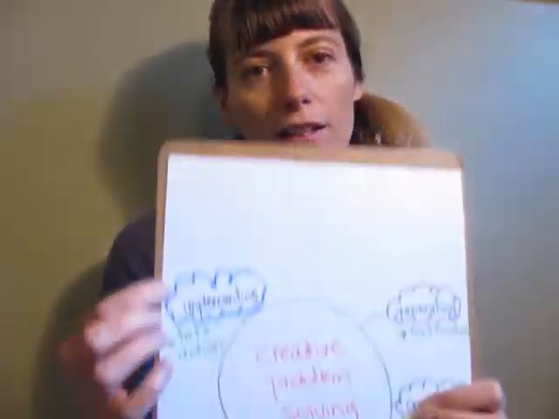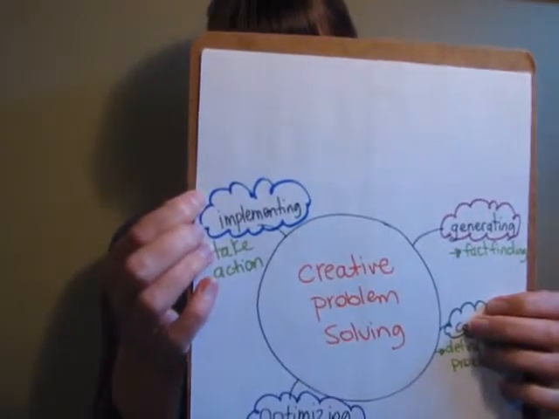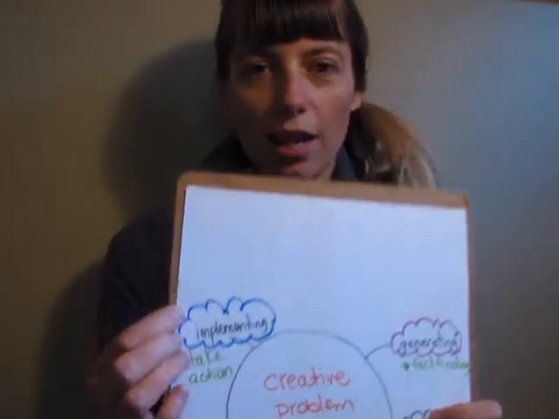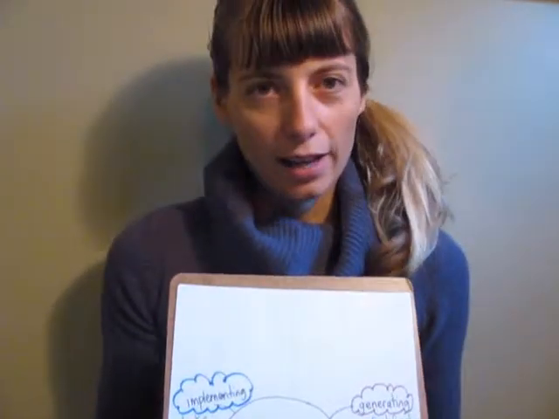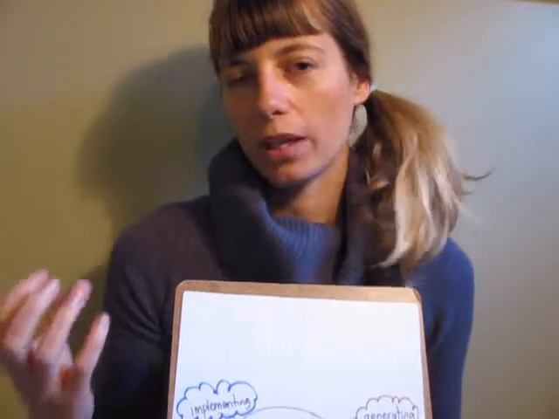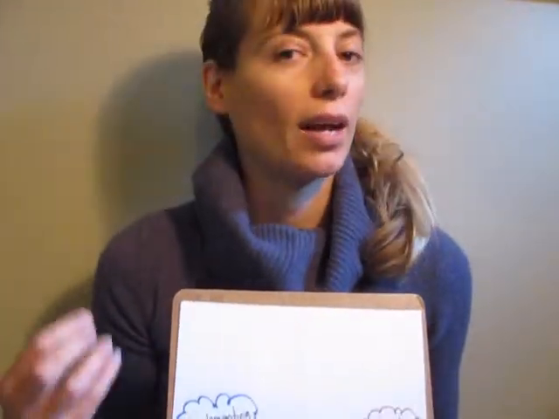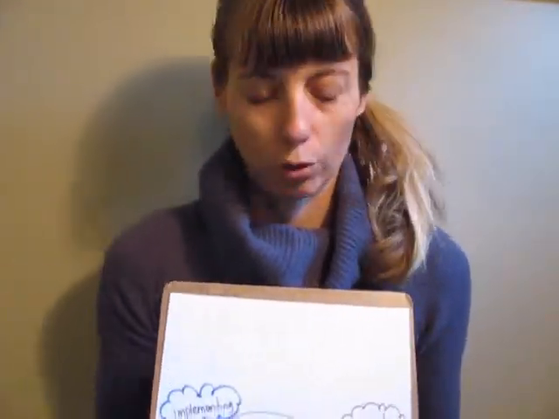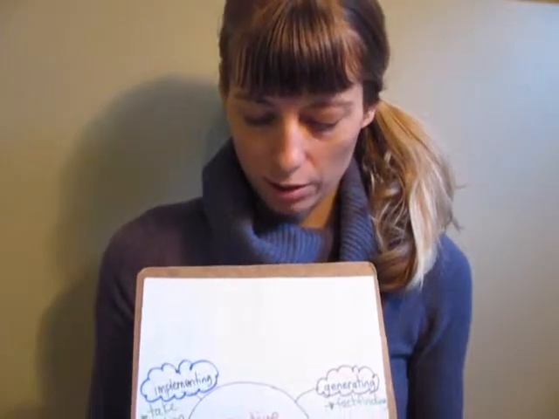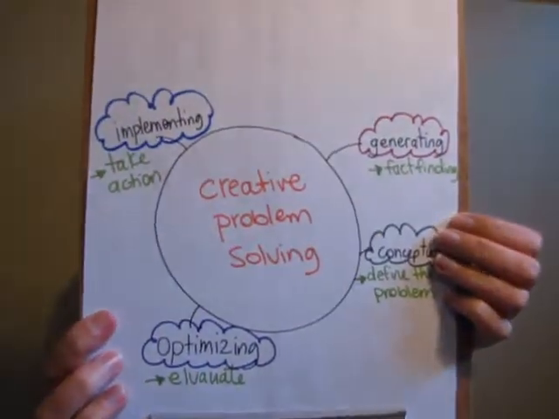And finally, implementing. Implementing is where you're going to take action. So you've evaluated, you've picked what you think is the best solution, and now you're taking action and you're going to move forward with that. So that was the creative problem solving.